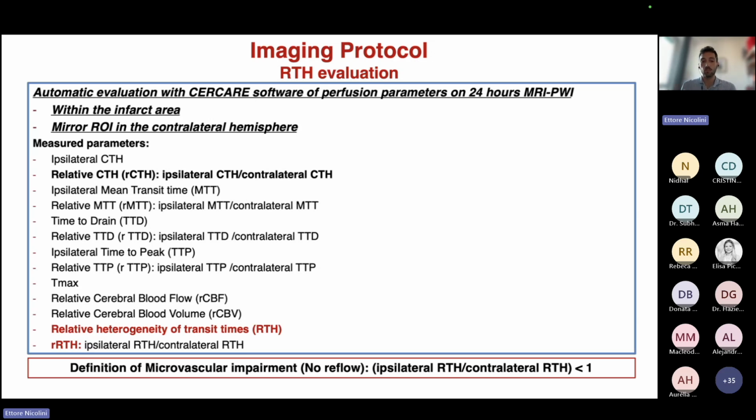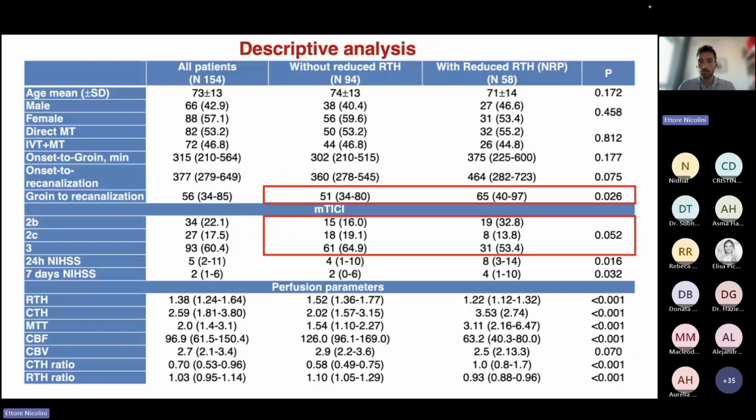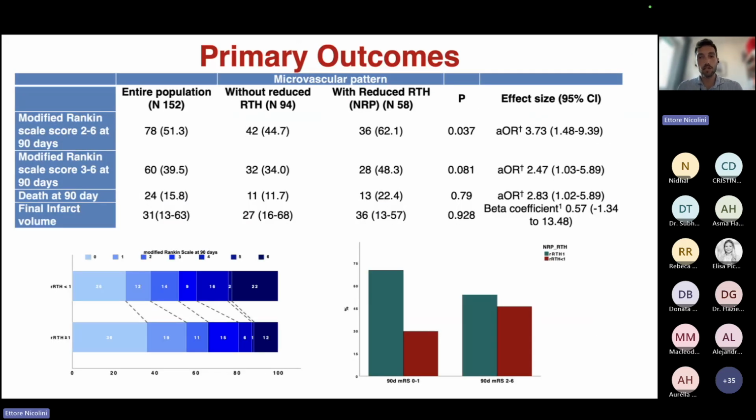Our definition of microvascular impairment was any reduction of RTH, so an RTH ratio below 1. So this is our population. You see that 58 patients out of 154 had reduced RTH. The main differences were in the final mTICI score and the time to recanalization. These are the results of our primary analysis.